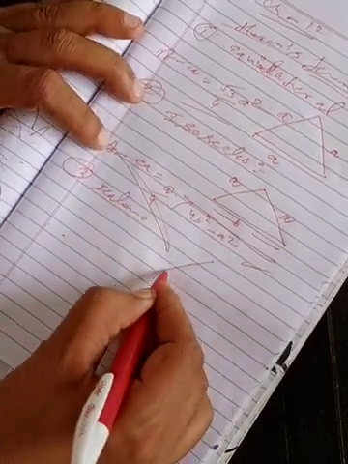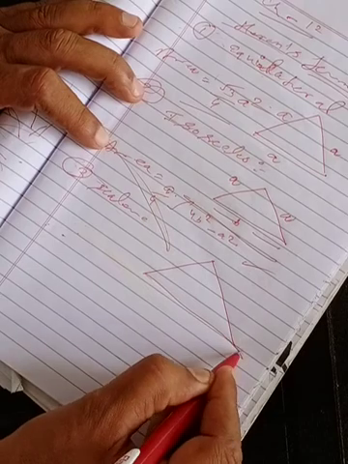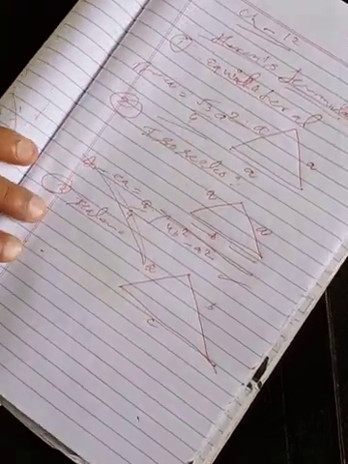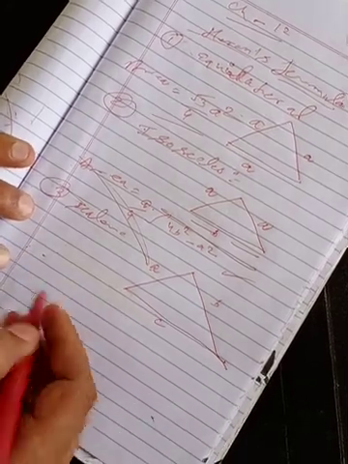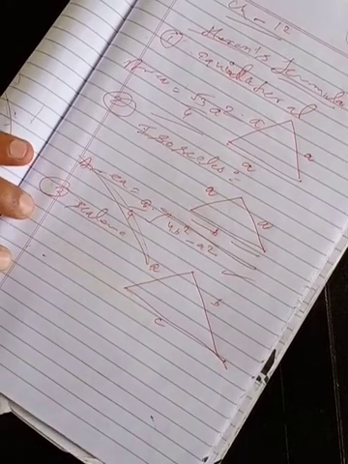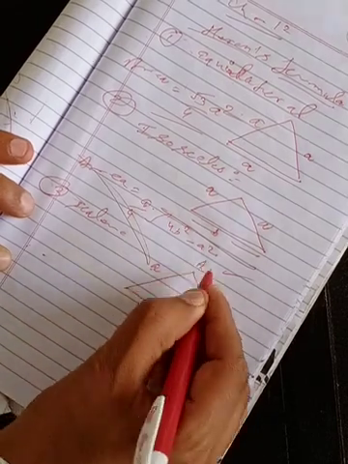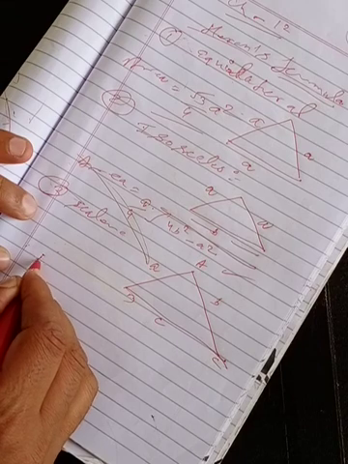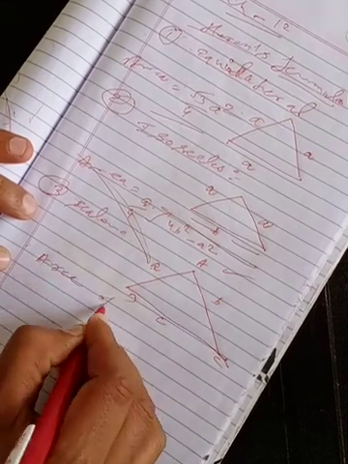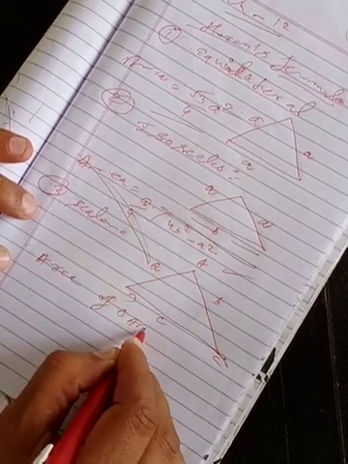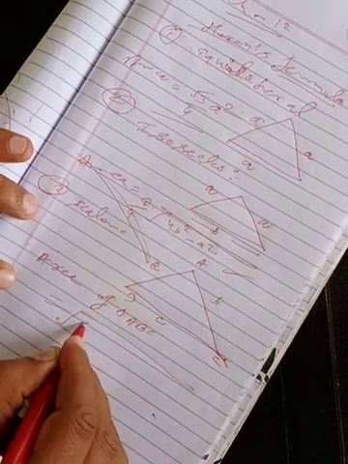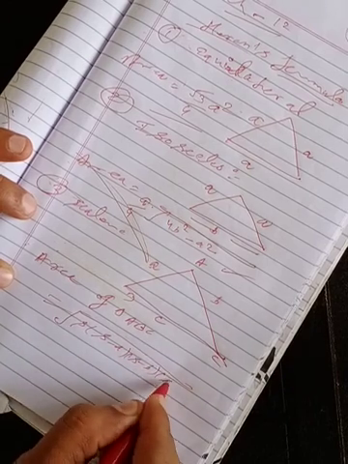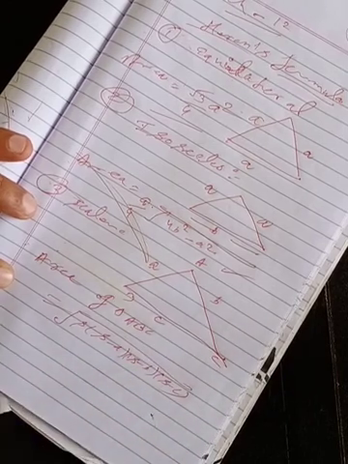Now we have the third, the scalene triangle. In a scalene triangle, all the sides are different. If this is a, this is b, this is c, Heron's formula is used for finding the area of this triangle, but you can find the area of any triangle by this formula. So this is triangle ABC. Area of triangle ABC is equal to the square root of s(s minus a)(s minus b)(s minus c). This is the formula.